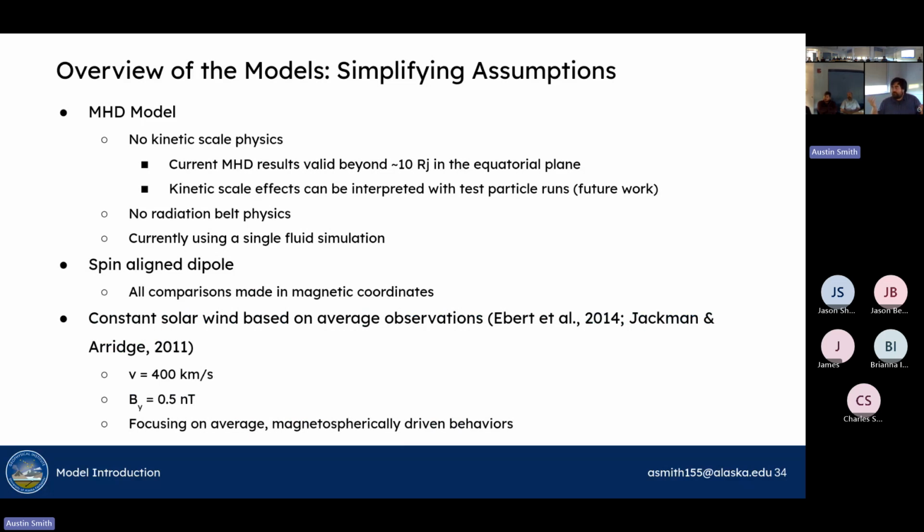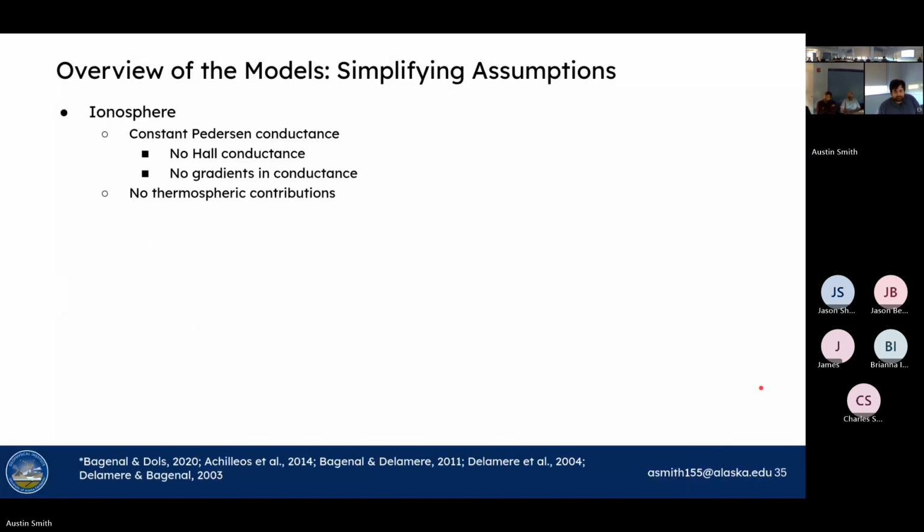There's no upstream solar wind monitor at Jupiter, so we don't even know what's happening. Sometimes Juno does pass into the solar wind, so we get a picture of what the solar wind is doing. But we're focusing on mainly average magnetospherically driven behaviors, so using the average solar wind conditions is appropriate.